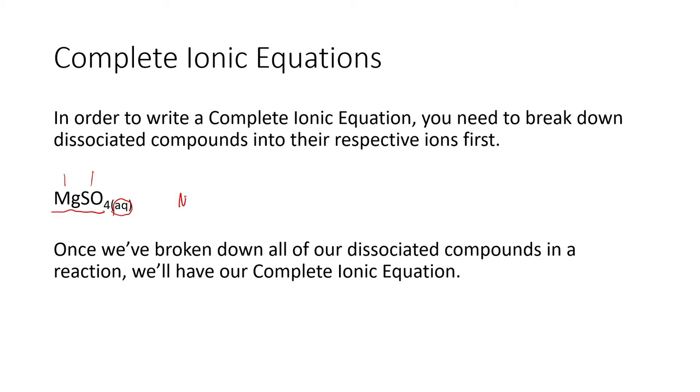In order to break that down, we have to break it into its component parts. So we know that magnesium, which is going to be our cation, is going to have a 2+ charge, and it is going to be with sulfate, which, because this is balanced and there's no overall charge, has to have a 2- charge. Both of these are aqueous. So that's how we'd break those down. Once we've broken down all of our dissociated compounds, we'll have the complete ionic equation.